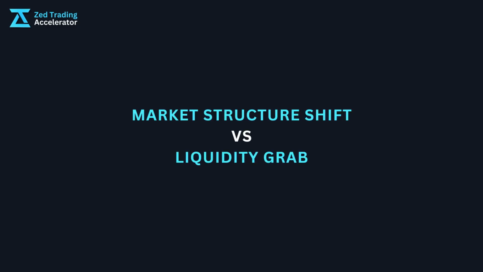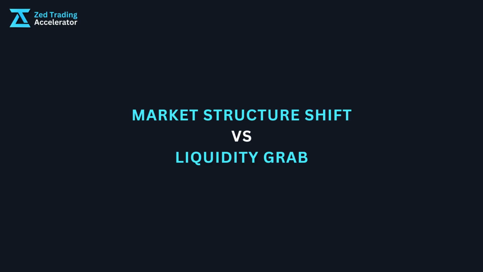In this video, I will tackle market structure shift versus liquidity grab, right? I have already mentioned a lot about liquidity grab, and I also talked about market structure shift in the previous video. But sometimes a lot of traders are using the wrong market structure shift. They think every change of character or every market structure shift is a valid market structure shift. In fact, liquidity grabs are always being mistaken for a market structure shift, right?